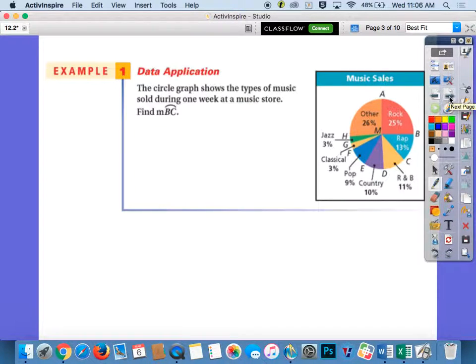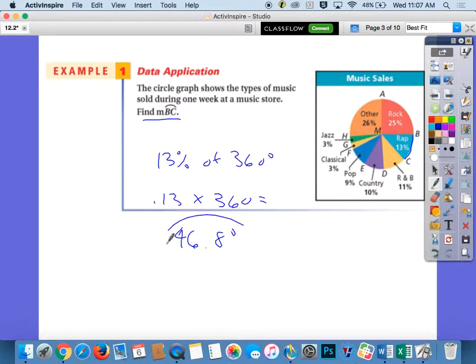Okay, so here you will see some problems like this in your homework. We want to find the measure of arc BC. So this is the arc BC here. And remember, guys, there's 360 degrees in a circle. This is telling me that rap music is the preferential music for 13% of the music sold. So this is not 13 degrees. This is 13% of 360 degrees. So watch out for that. So it's actually going to be 46.8 degrees.